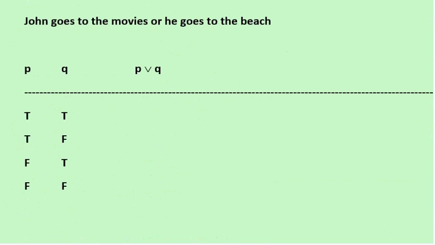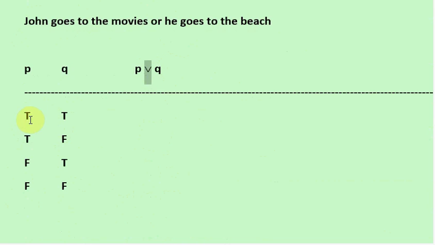Okay, so here is our disjunction. John goes to the movies or he goes to the beach. Okay, so remember that it is the wedge there that symbolizes the or. This is something that you should know from the last video on 6.1.